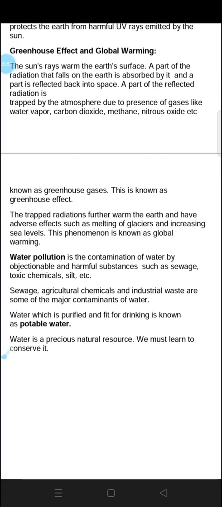Now, greenhouse effect and global warming. The sun rays warm the earth's surface. Due to the sun rays, the earth's surface gets warm. The temperature of the earth's surface is increasing.